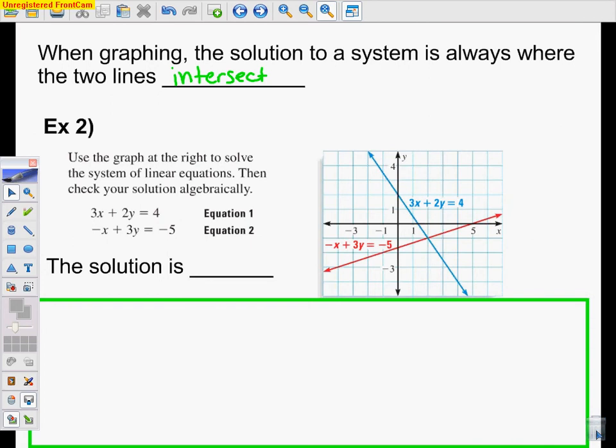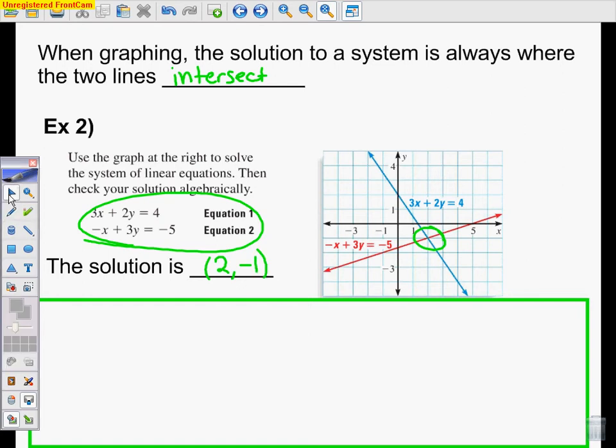Here it says use the graph to solve the system. Well, I actually graphed the two lines already. Here's the system of equations, and I graphed both of those lines. And we see that those two lines intersect where? At this point. So what's the solution to the system? Well, the x of that point is 2, and the y is negative 1. So the ordered pair, that's the solution, is (2, -1).